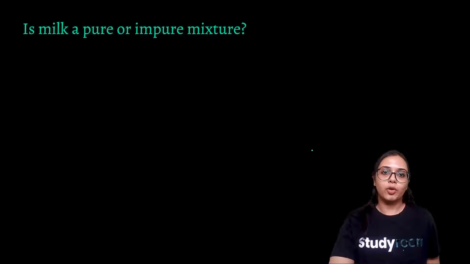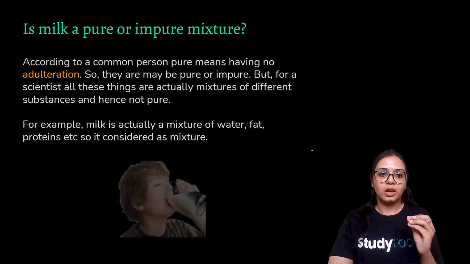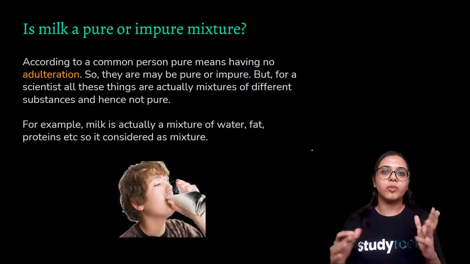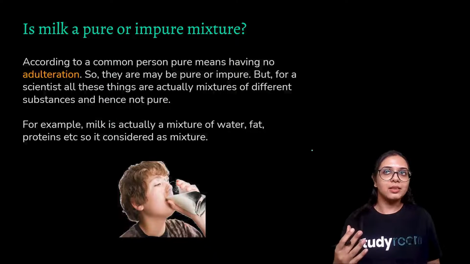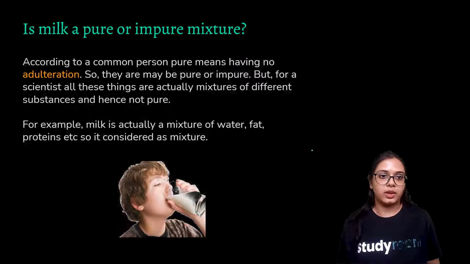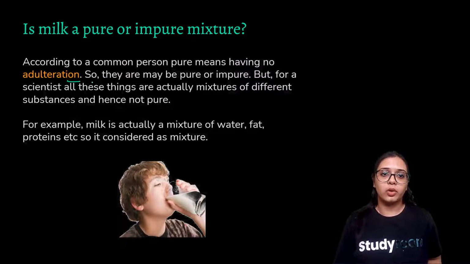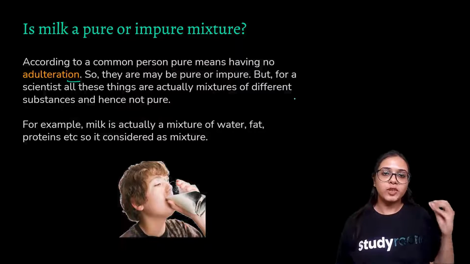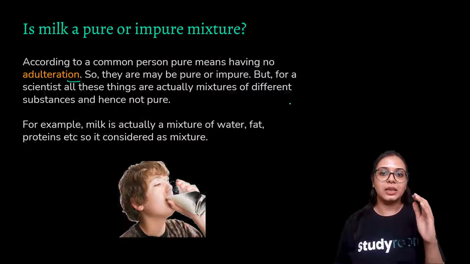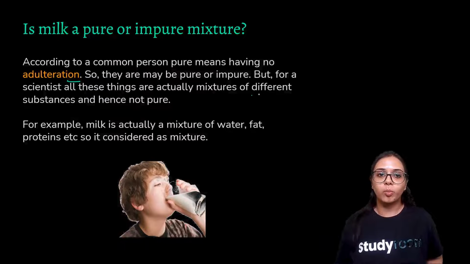Is milk a pure substance or a mixture? Now, when you see the glass of milk or the tumbler of milk that you have in your home, you may consider that this is a pure substance, right? But for a scientist, all these things are actually mixtures of different substances, and hence they are not pure. You may think that pure means having no adulteration, all right? But actually, what is pure and what is a mixture basically depends on the amount of components, the amount of substances that are there in that particular thing, all right?